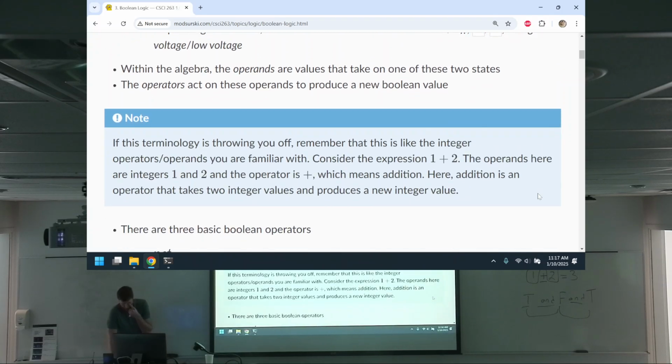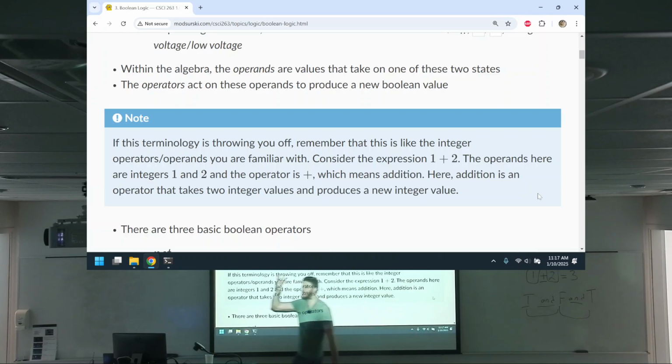If the terminology is throwing you off, remember what I said: if the terminology is throwing you off, you're thinking too hard. Classic mistake of computer science students. Remember, computer scientists are stupid. If things get complicated, we've messed up somewhere. We can't deal with that type of stuff. So just remember, we're stupid. When in doubt, think dumber. Just the same thing with addition, right? 1 plus 2. Operands are the numbers, operator is addition.